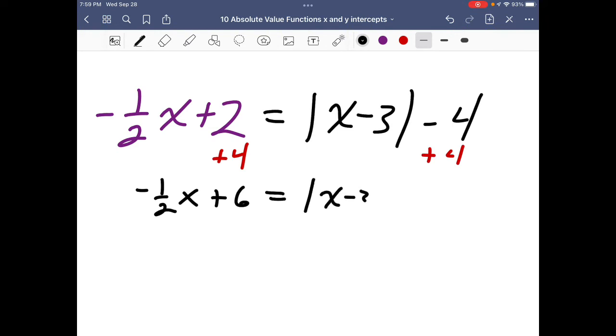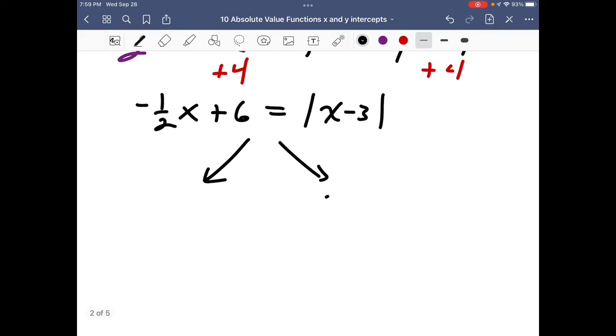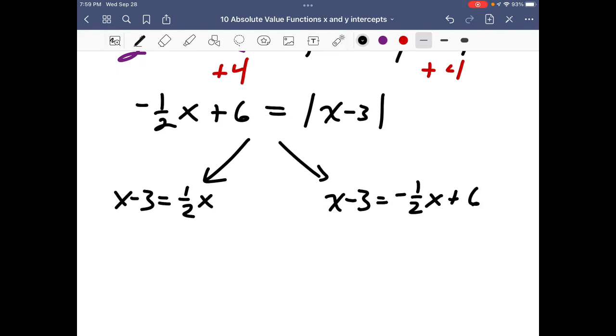That's all I need to do before I split the problem. Once the absolute value is by itself, then you split it to equal the same thing. In this case, that's -1/2 x plus 6. And you split it to equal the opposite. Now, the opposite would make a positive 1/2 x, but a negative 6. So, look what we've got. We've got a couple equations that need solved.